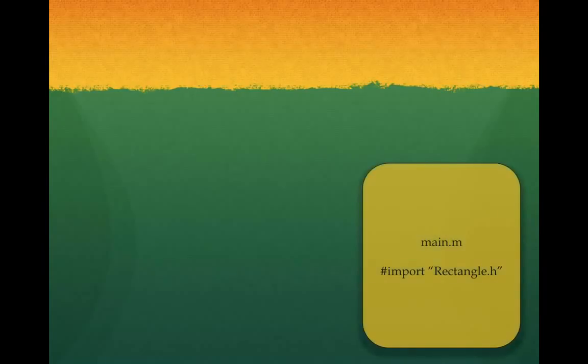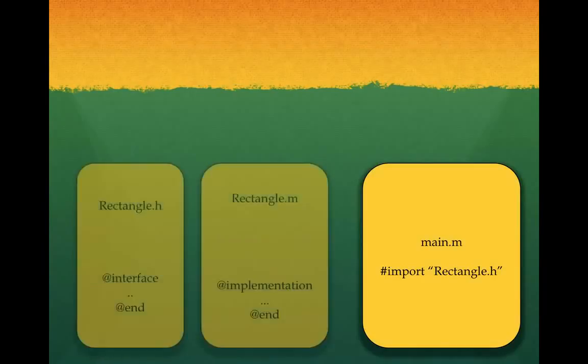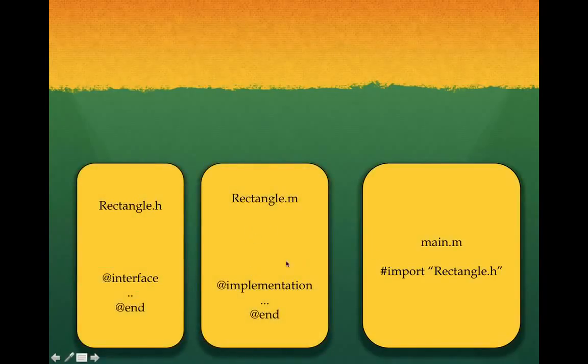Just before I say thank you, this is a quick recap of what we've done. In the main class, we import Rectangle.h, and we have two files, Rectangle.h and Rectangle.m. This one is called the interface, and this is the implementation. We have to put @interface and end it with @end, and here @implementation and end it with @end.